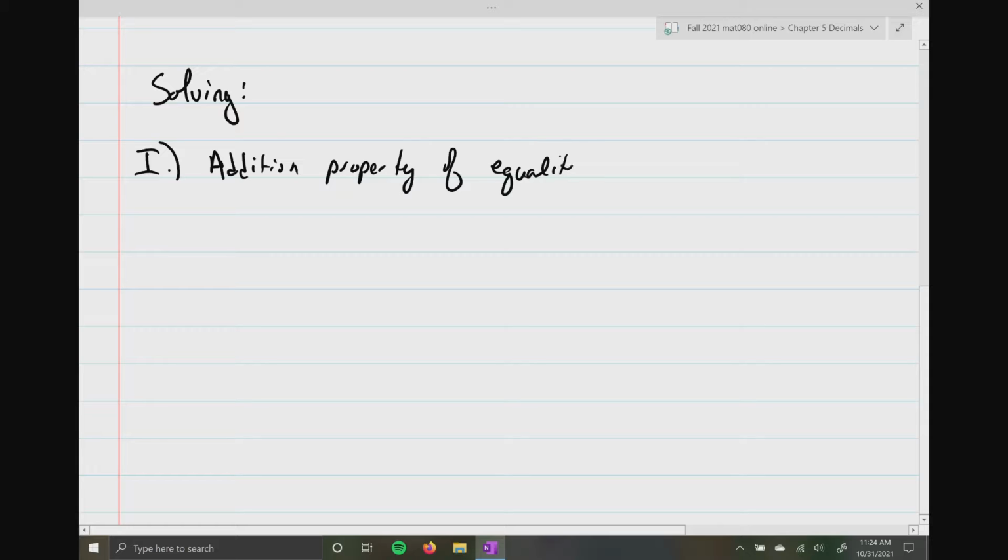All right. And what the addition property of equality states is that if you have 2 things and they're equal to each other, what you are allowed to do is add the same number on both sides. You're allowed to do that. So that's our addition property of equality.